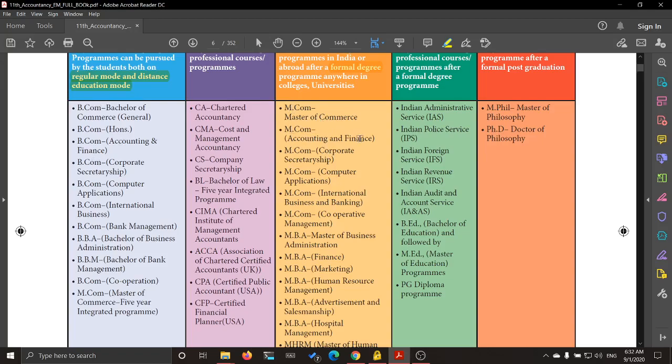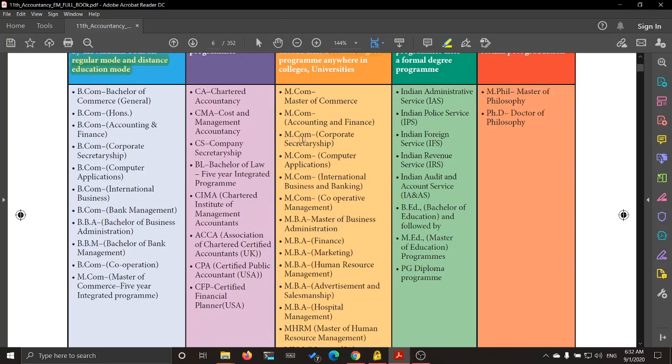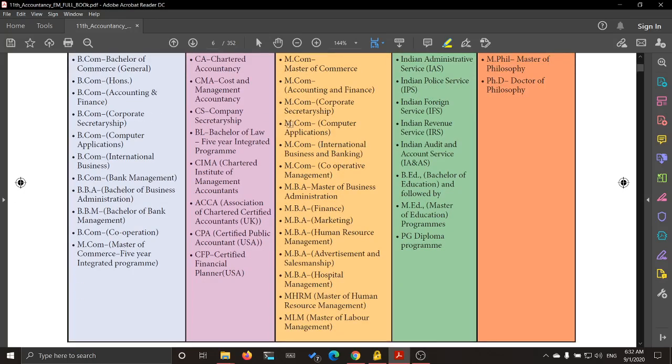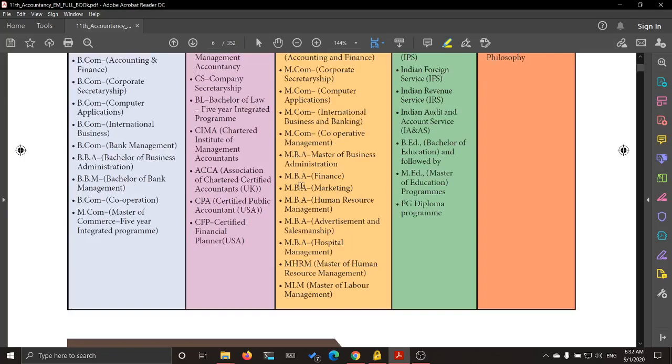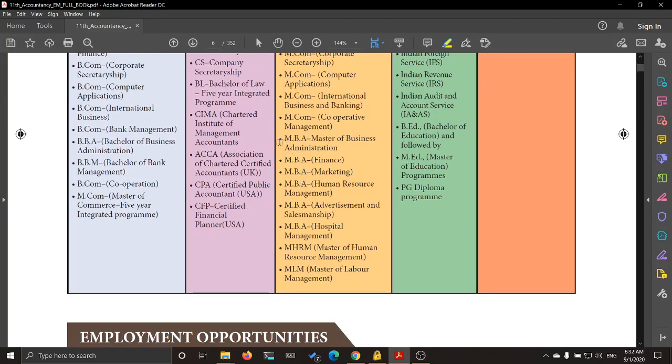Next you have MCom Accounting and Finance, MCom Corporate Secretaryship. Now you saw BCom Corporate Secretaryship, isn't it? So this is the MCom Corporate Secretaryship. Then you have MCom Computer Application. Then MCom International Business and Banking. MCom Cooperative Management. Next it is MBA.